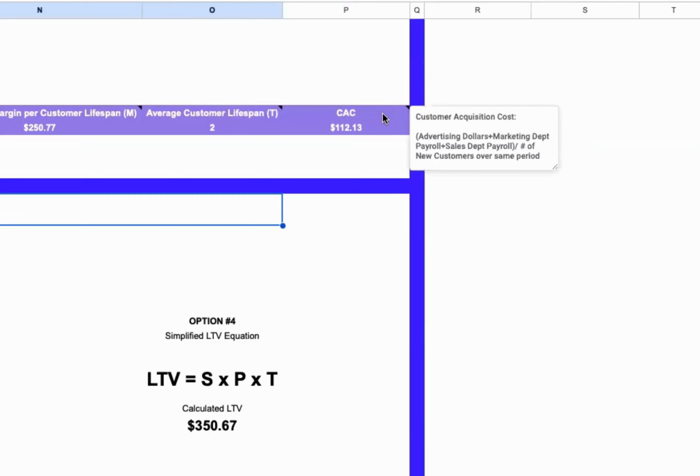Then we have the CAC. So the CAC, the customer acquisition cost, you take the advertising dollars, the marketing department payroll, the sales department payroll, you divide it by the number of new customers, and then you have the CAC.